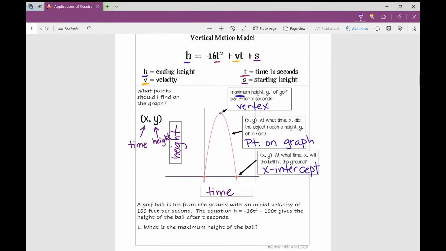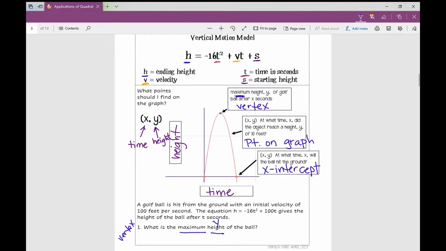It says a golf ball is hit from the ground with an initial velocity of 100 feet per second. The equation h equals negative 16t squared plus 100t gives the height of the ball after t seconds. What is the maximum height of the ball? So maximum height is y. I'm looking for a y value. What is the maximum height of the ball? What am I looking for? I'm looking for the vertex.